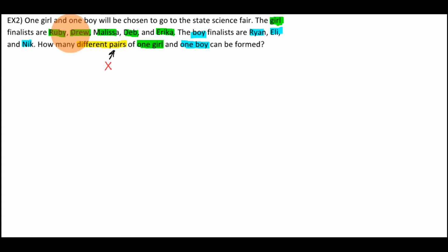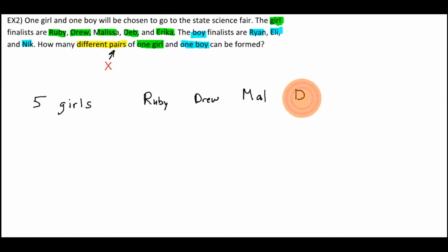Let's just look at the girls first and ask ourselves, how many girls are in this list? Well, there's 1, 2, 3, 4, and 5 girls. So I'm going to make a note. There are 5 girls here. And I'm just going to write their names out over here. So we have Ruby, Drew. For Melissa, I'm just going to put M-A-L. And we have Deb, so D-E-B, and Erica. Okay, so there are the 5 girls there.